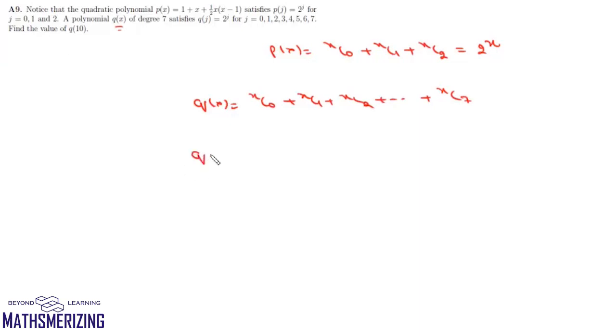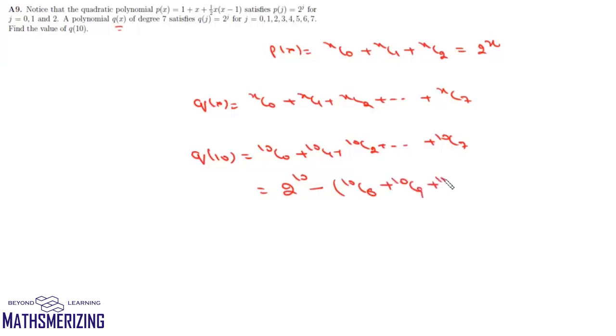Now it says find the value of q(10). The value of q(10) will be 10C0 plus 10C1 plus 10C2 up to 10C7, and this value will be equal to 2 to the power 10 minus the remaining 3 values, which are 10C8 plus 10C9 plus 10C10. Now 2 to the power 10 is 1024. 10C8 is 45, 10C9 is 10, and then plus 1, which gives 968.